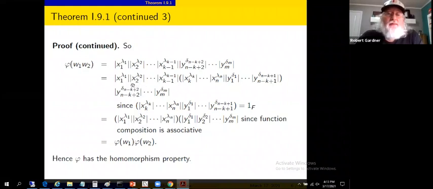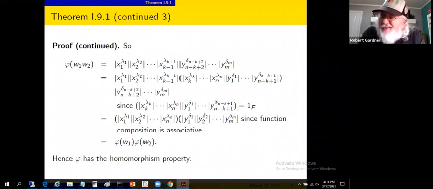The operation here is permutation composition, so it's function composition. We can deal with associativity in the function composition, and we can associate all of the x's together and all of the y's together to produce this. And this is phi of x, and this is phi of W1, and this is phi of W2. And so we have phi of W1, W2 equals phi of W1, phi of W2. So phi is a homomorphism.